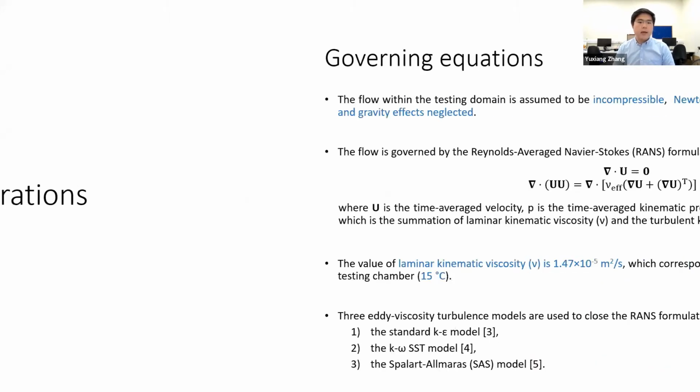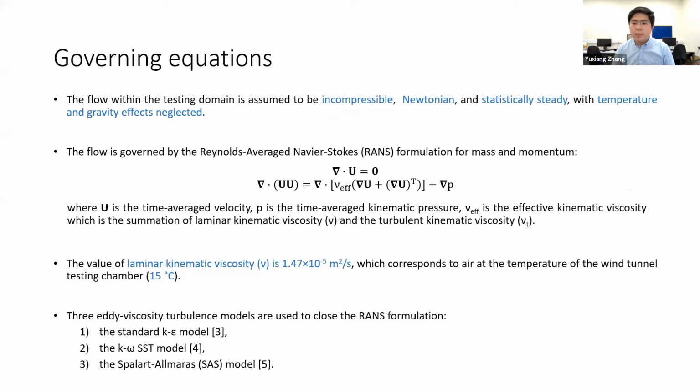So based on this background information, we replicated the wind tunnel tests in CFD simulations using OpenFOAM. Firstly, let's have a look at the numerical configurations. We're assuming the flow is incompressible, Newtonian, and statistically steady, with temperature and gravity effects neglected. So it's governed by the steady-state incompressible form of the RANS formulation.